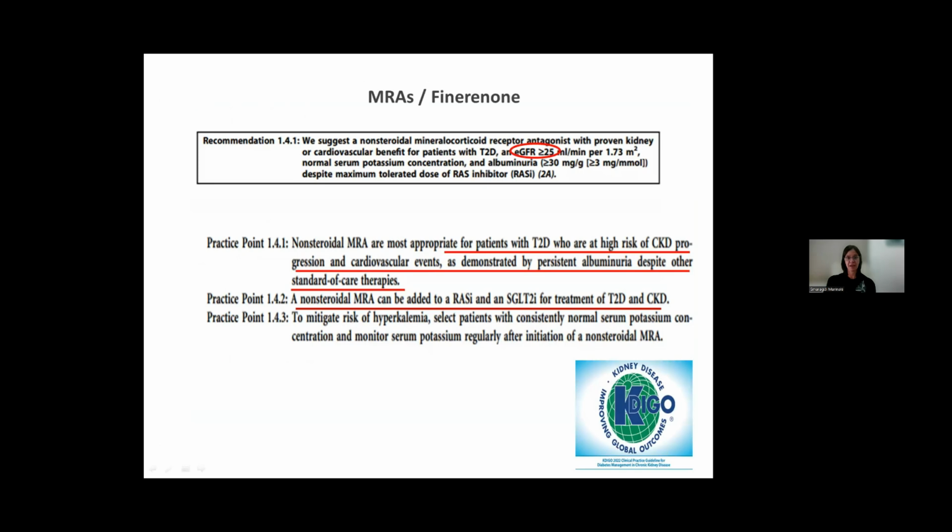As for the MRAs and finerenone, I will not say anything more because later on there is a lecture by Professor Sarafidis. Just to mention, this drug can also be added to the RAS blockade, to the SGLT2, maybe to the GLP-1s if they come also after the study results. And on top of this, we can also add the MRA in patients with diabetic nephropathy and GFR more than 25.